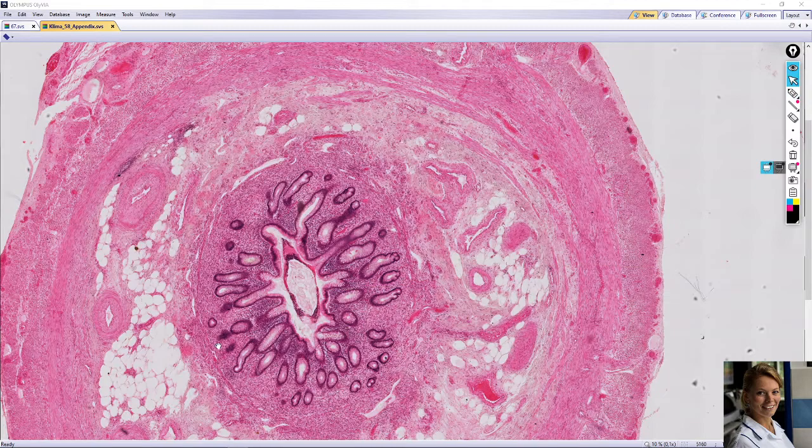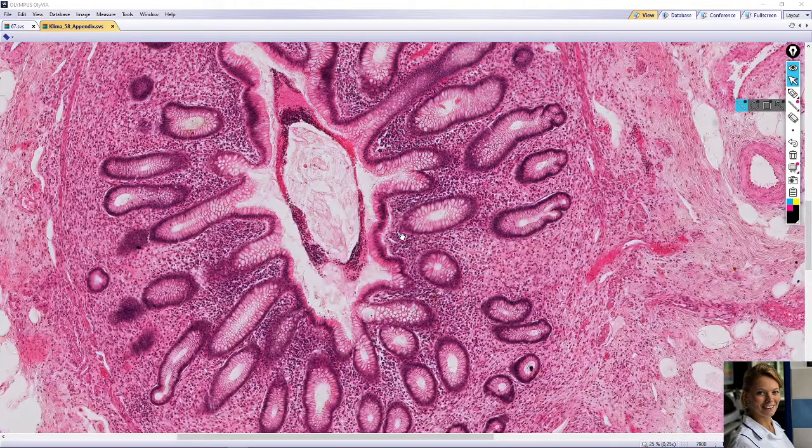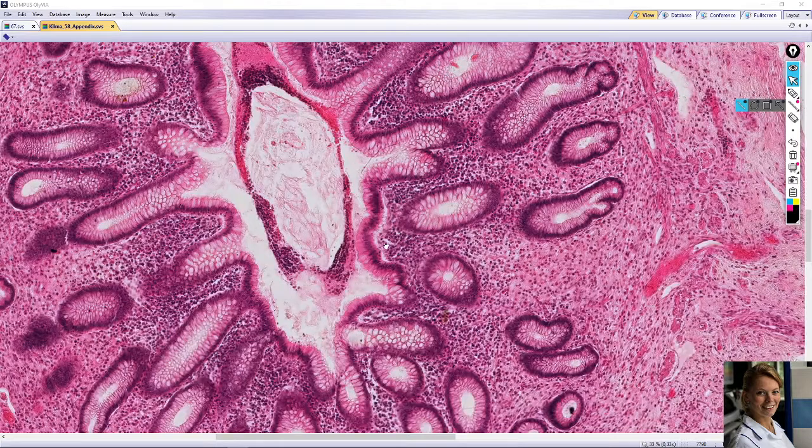So now look at it closely. Lining epithelium contains one layer of columnar cells. It's nicely visible here, with goblet cells, which are full of mucus.